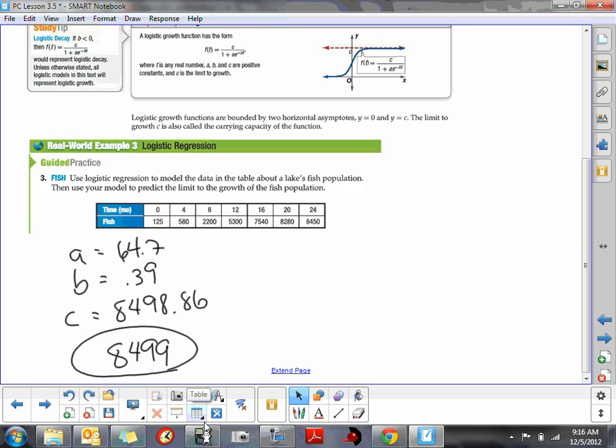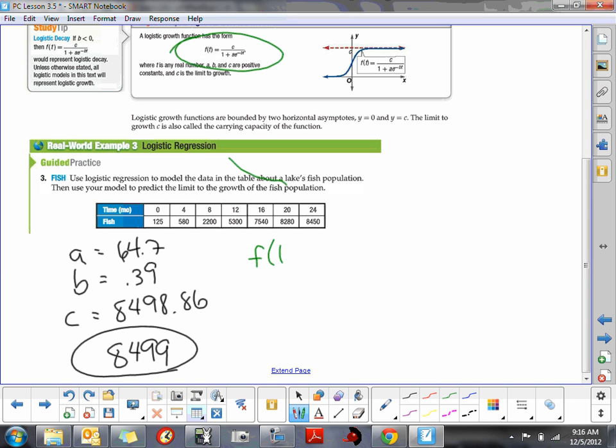Now, last thing I want to do is probably rewrite the equation. So since we have all the parameters here, we're going to fit that back in our logistic model. So we want the number of fish after an amount of time to be equal to, our constant was 8,499 for C, and it's going to be 1 plus A. We had a value of 64.7. We've got to take that times e raised to the negative value of B, which is 0.39, times t. And that's the equation that should model this logistic growth fairly well.